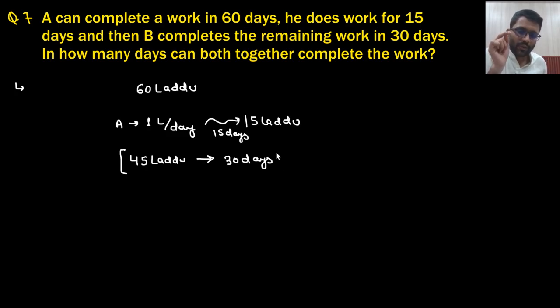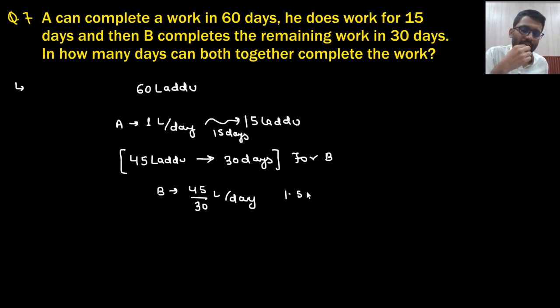Eating 45 laddu takes B 30 days to complete. This is the scenario for B. That means how many laddu is B eating? 45 by 30 laddu per day, or you can say 1.5 laddu per day. So B is eating 1.5 laddu per day.